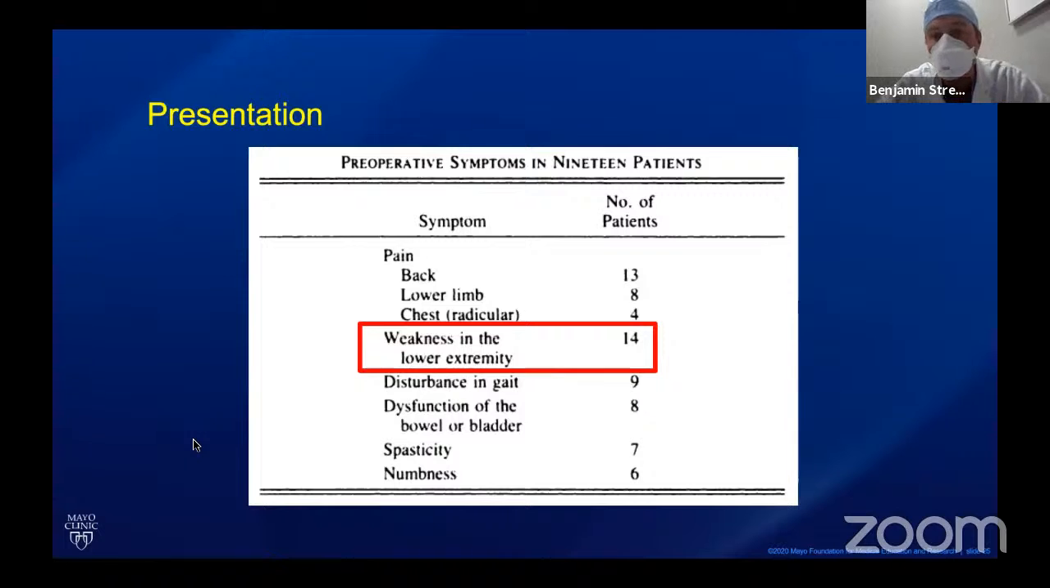The preoperative symptoms, as I alluded to, show a predominance for lower extremity issues. You can see that pain in the back actually represents about 2/3 of their patients, and 1/3 had no pain in the back at all. And some, interestingly, had radicular pain across the chest. Dysfunction in bowel and bladder and disturbance in gait were also well represented in their preoperative symptoms.